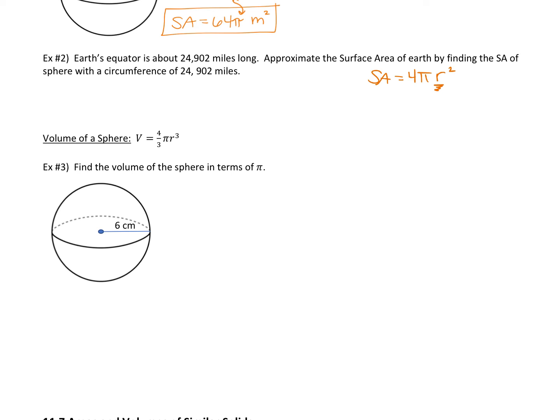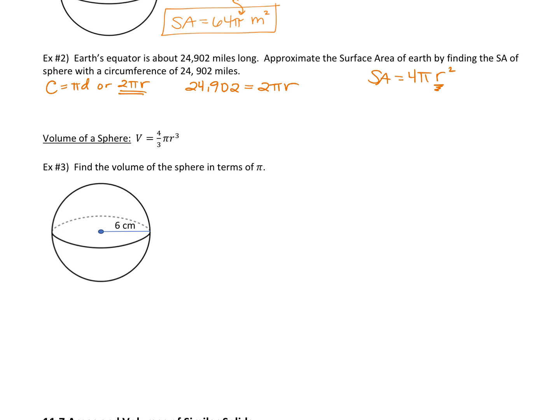Okay, so circumference is either pi d or 2 times pi times r. Which one makes sense if we're trying to solve for a radius? 2 pi r makes more sense. You could find the diameter and then just cut it in half. That's fine too. But I know the circumference, 24,902, and I know the formula for circumference, 2 pi r, right? So I can solve for my radius by just setting this equal to 2 pi r.